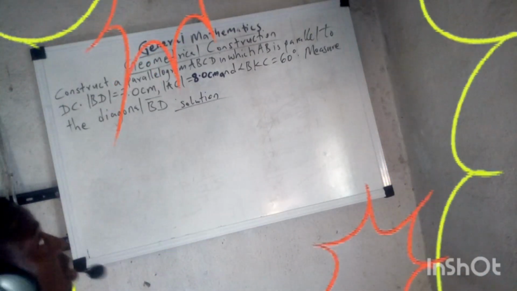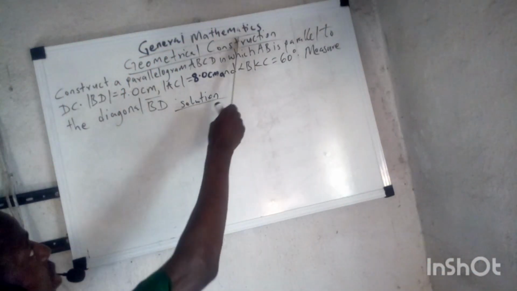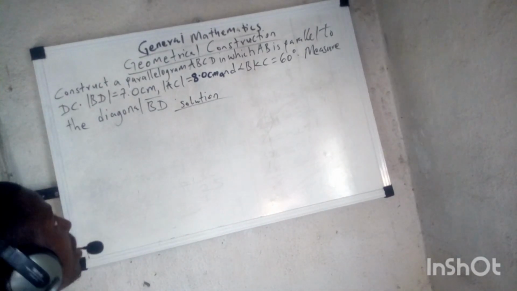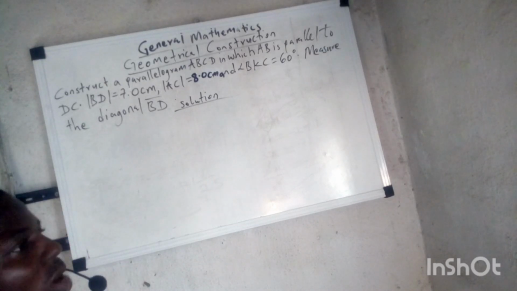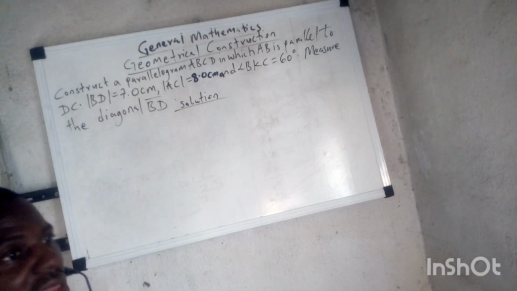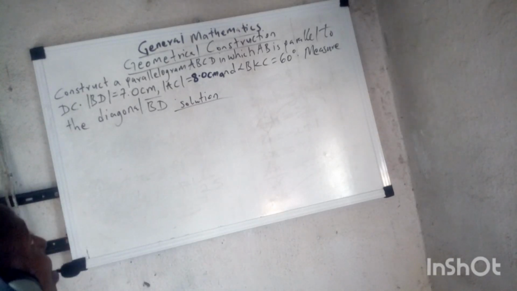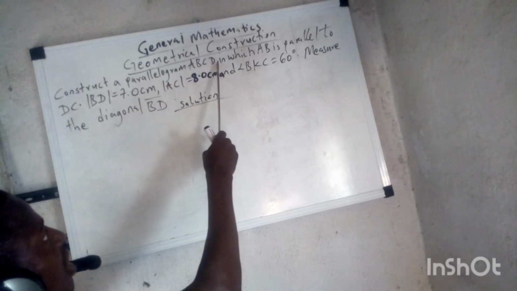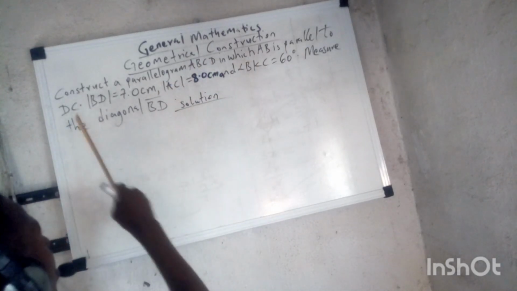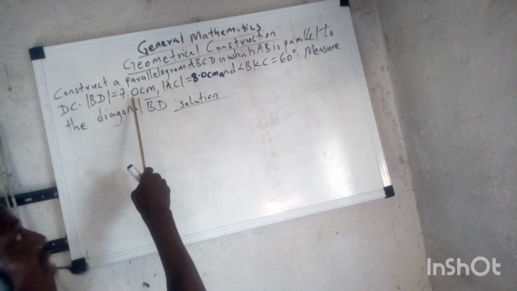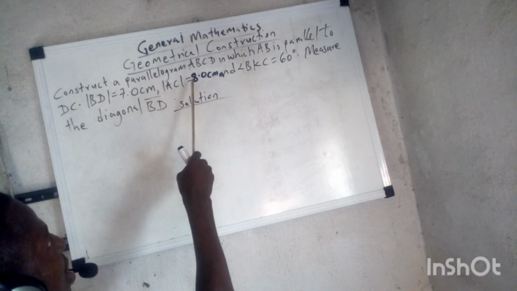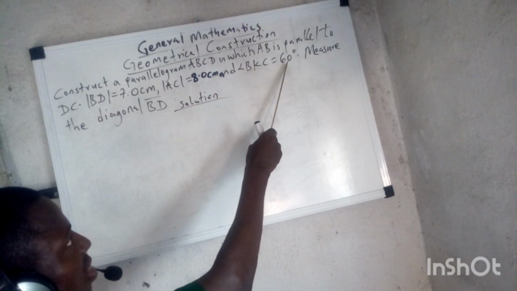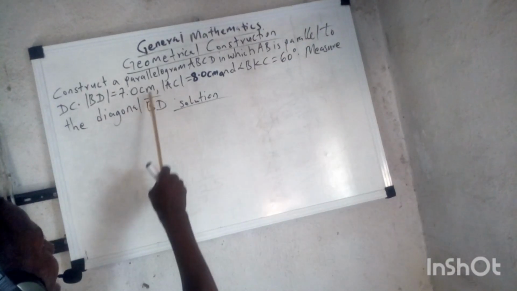The bone of contention is geometrical construction. Geometrical construction is the process of drawing out geometrical figures such as lines and angles, using the compass, a ruler, and all of that. So today we are asked to construct a parallelogram ABCD in which AB is parallel to DC, line BD is equal to 7.0 centimeter, line AC is equal to 8.0 centimeter, and angle BKC is equal to 60 degrees. Measure the diagonal line BD.